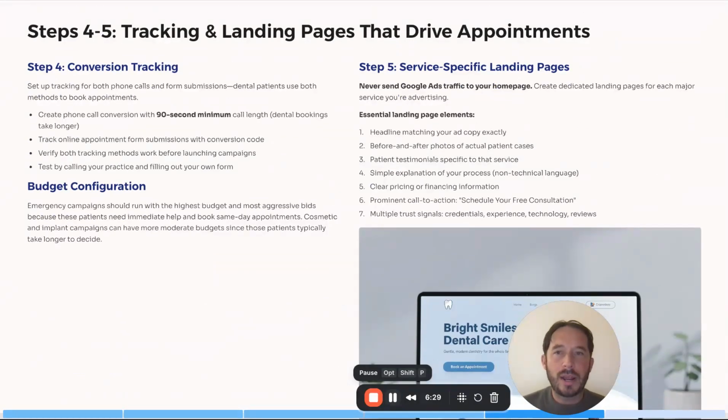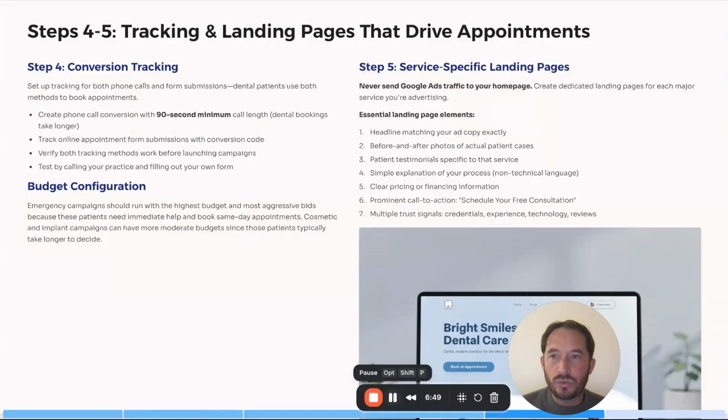So steps 4 and 5 are to track and build landing pages that drive appointments, because it's all about new appointments from potentially new patients. So step 4 here is conversion tracking. What you want to do here is set up tracking for both phone calls and form submissions on your websites. This is really important.